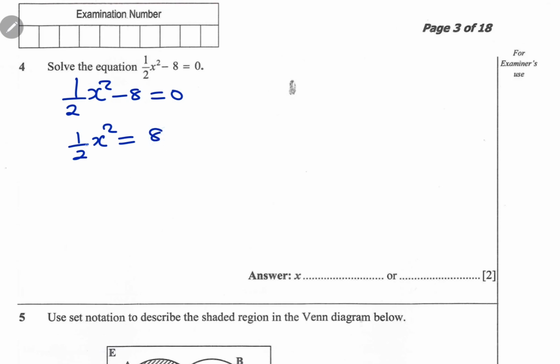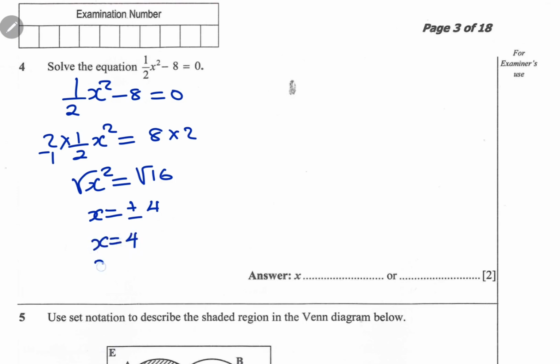Now we need to get rid of this half in front, so we multiply by its reciprocal. Also on the other side we multiply. Then we are remaining with x squared is equal to 16. So taking the square root, you know that the square root of a number is plus or minus. So x is equal to 4, x is equal to negative 4. So I can say 4 or negative 4. So that answers this question.